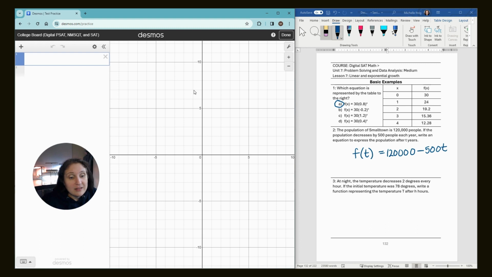All right, at night, the temperature decreases 2 degrees every hour. So it's still 2 degrees, every hour. If the initial temperature is 78, write a function representing the temperature T after h hours. So we've got T of h, and we know it's T because of temperature, h because of hours. It starts at 78 degrees, and it decreases, so we subtract 2 degrees every hour. Done. That was a nice and short video.